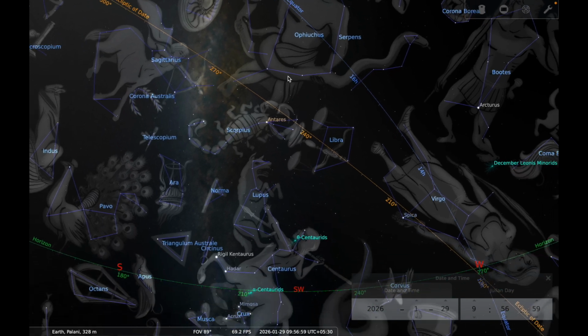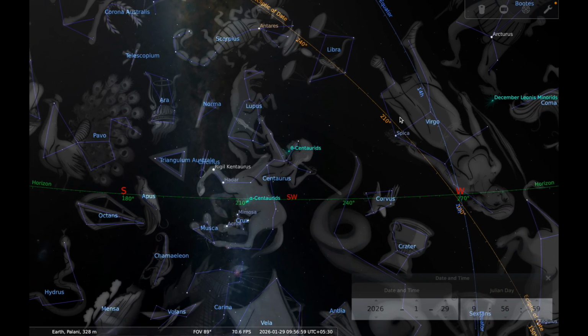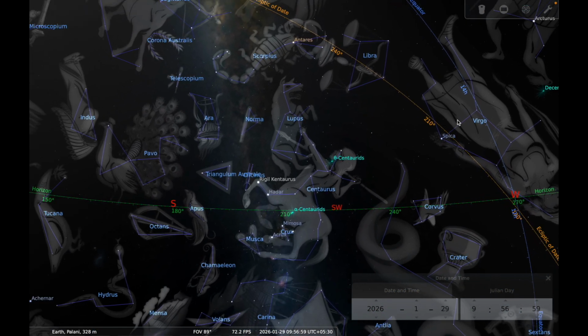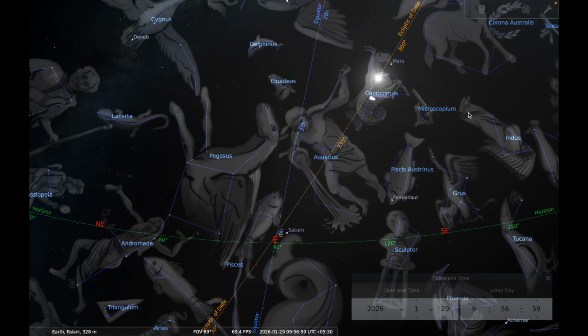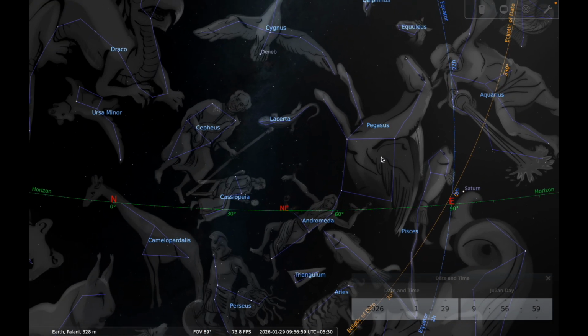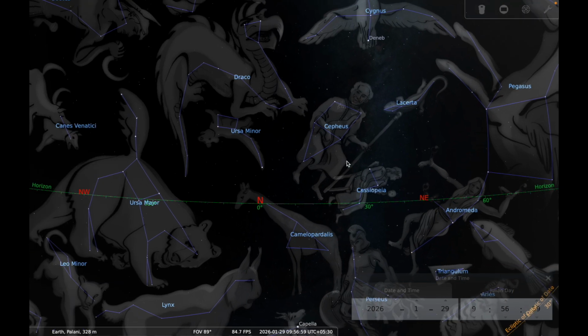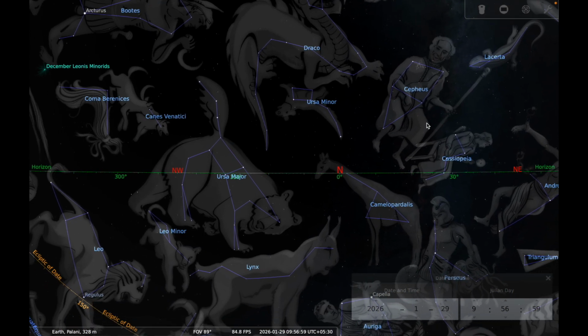Ecliptic is the path that the sun takes, and the celestial equator is also visible in the dome right now that we are showing. These two things, the celestial equator and the ecliptic upon the celestial sphere, help in locating different celestial objects in the sky. So the celestial equator is the projection of our own Earth's equator onto the entire celestial sphere.